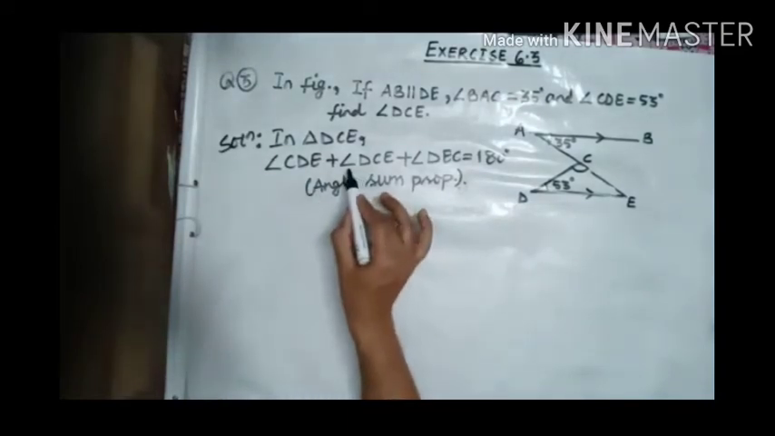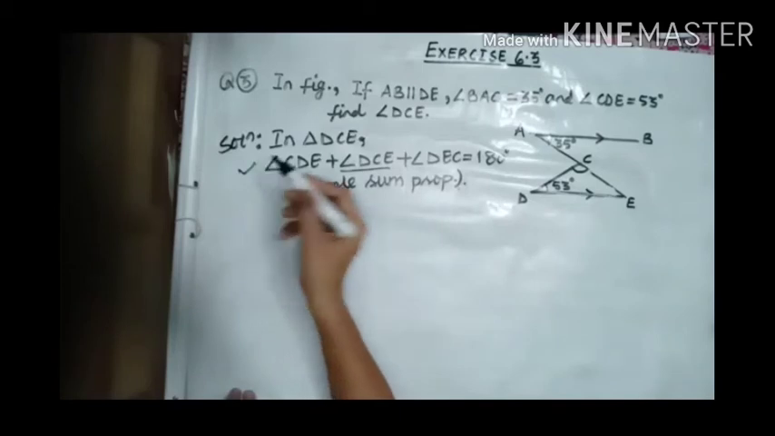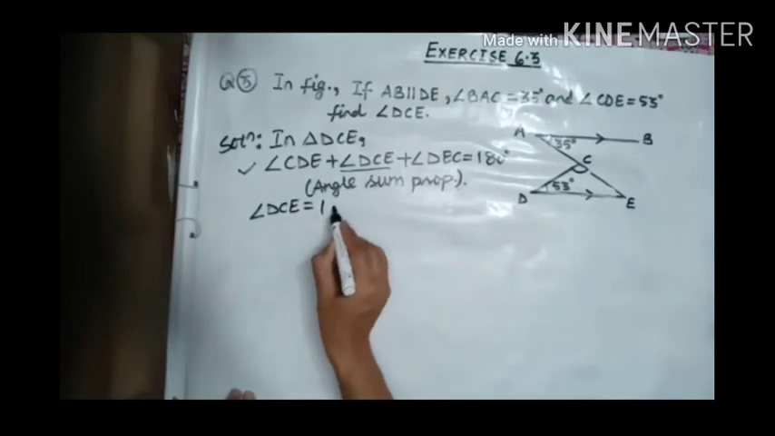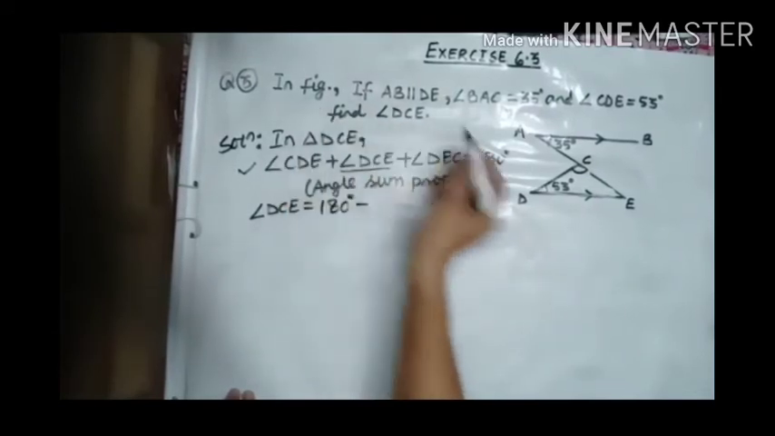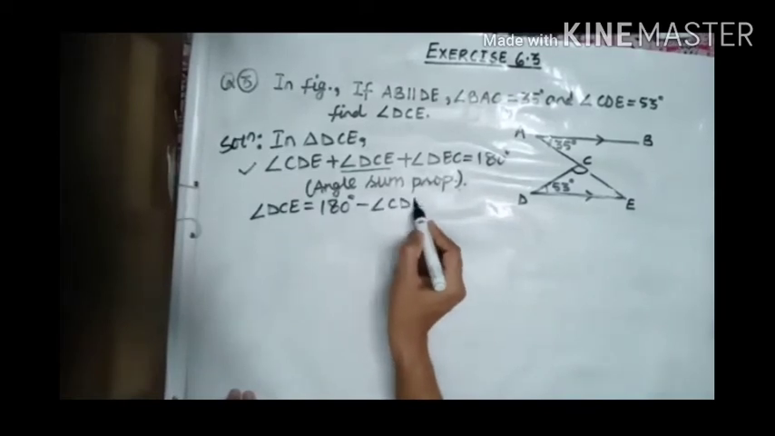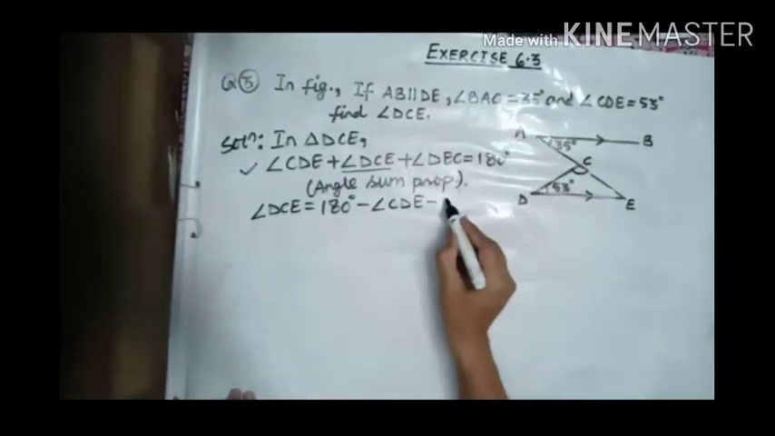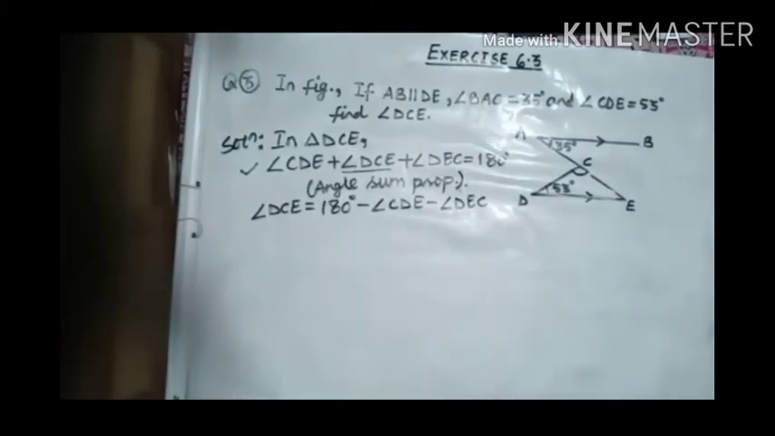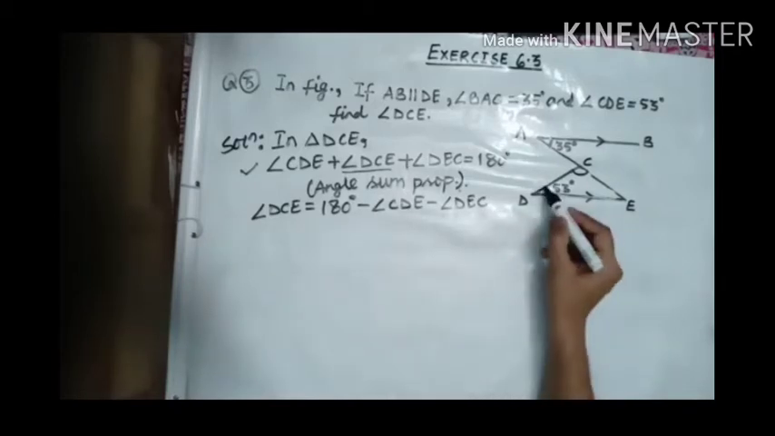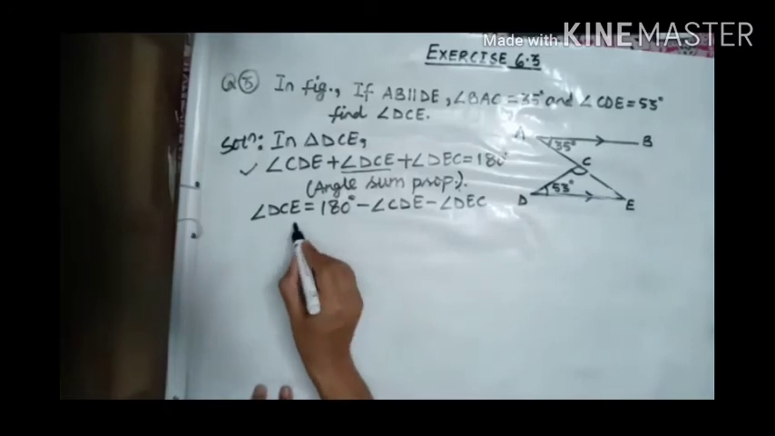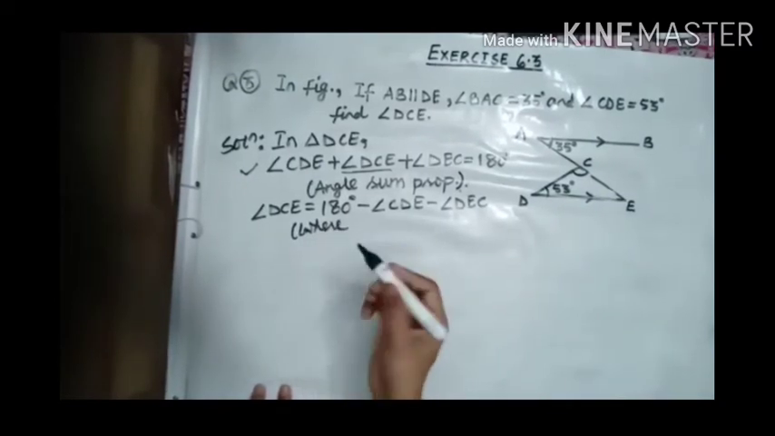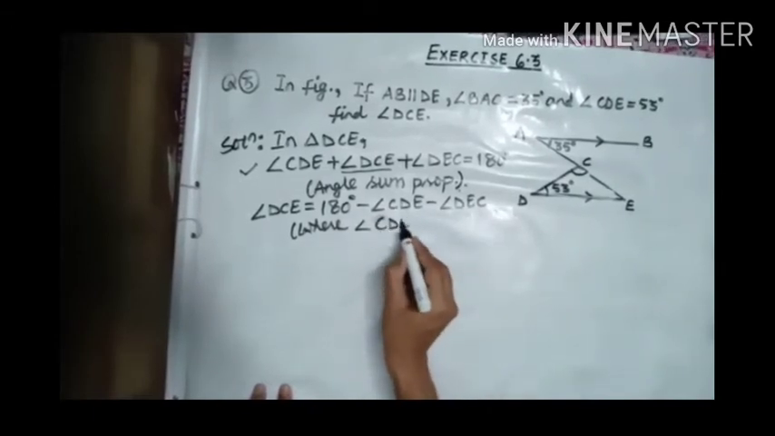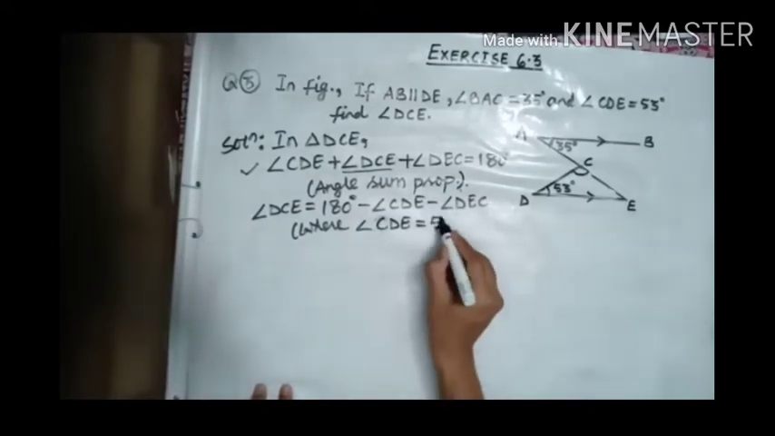Let's separate the angle DCE. So this relation becomes angle DCE equals 180 minus angle CDE minus angle DEC, where the value of angle CDE we are given is 53 degrees, where angle CDE equals 53 degrees.